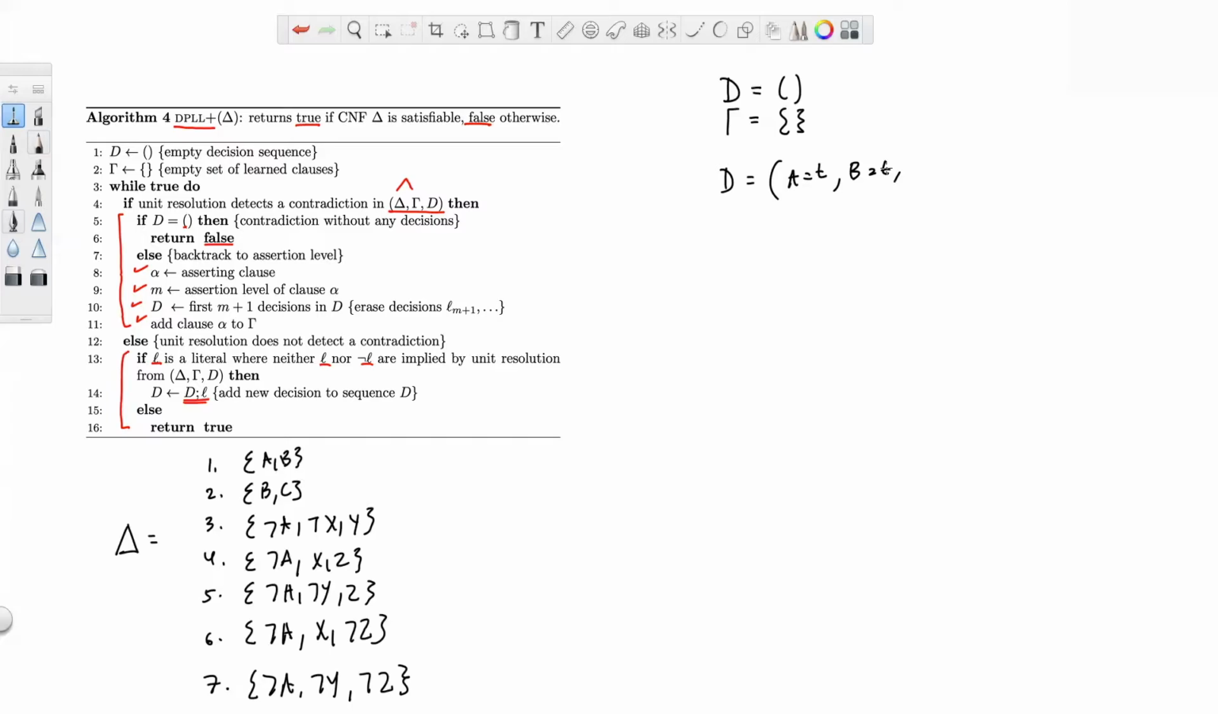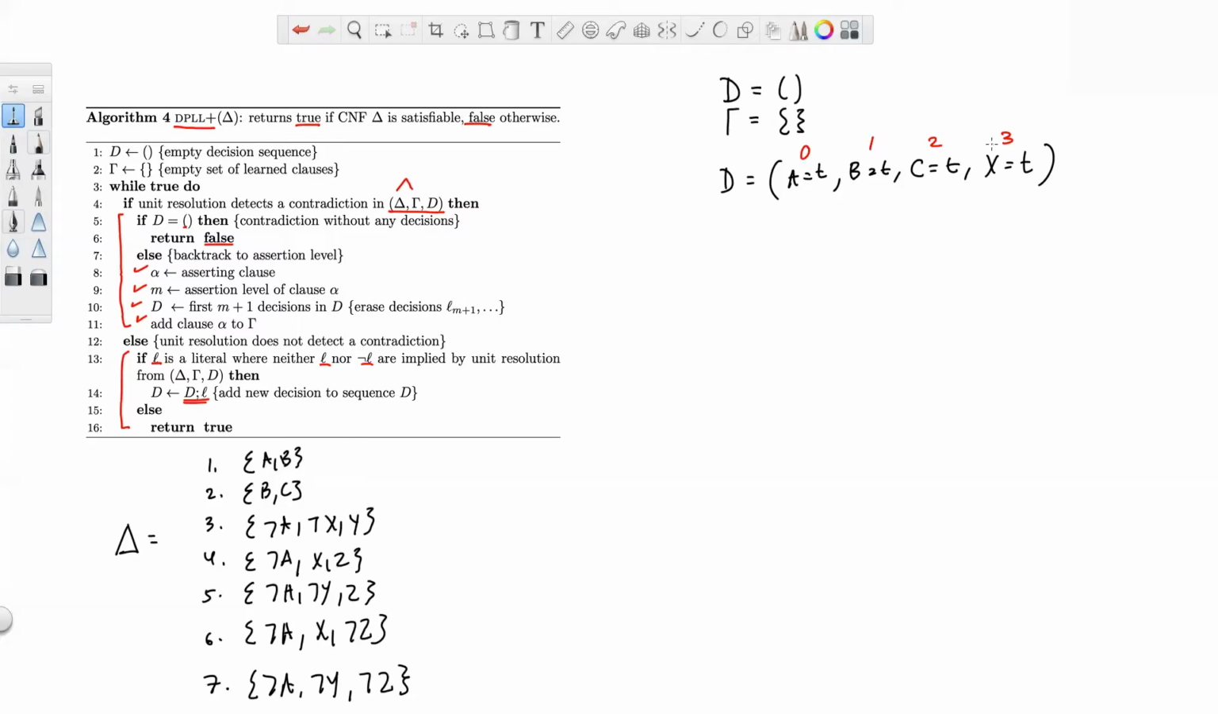Similarly, you will not find a contradiction using unit resolution. And then let's say we make the decision C equals true. Again, no contradiction. And then we make the decision X equals true. So this is basically emulating what we tried initially using depth first search. And remember, these are the levels. The first decision was made at level 0, then level 1, level 2, level 3.